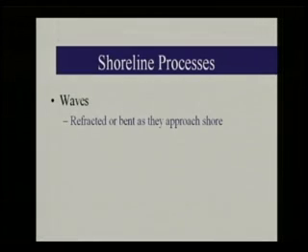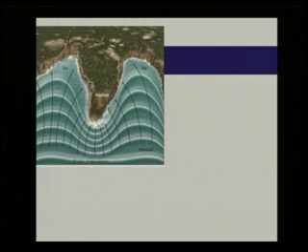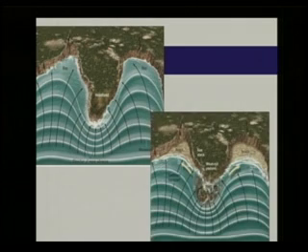Waves are refracted or bent as they approach the shore. They tend to become parallel to the shoreline, and in doing so, they're going to erode projections that are projecting out into the open water, and they'll eventually straighten the coastline. For example, here we have a headland that's sort of jutting out into a water body, and as the waves approach, they're going to impart a lot of energy to that headland. They're going to be refracted, erosion will occur, and over time we're going to see straightening of the coastline.